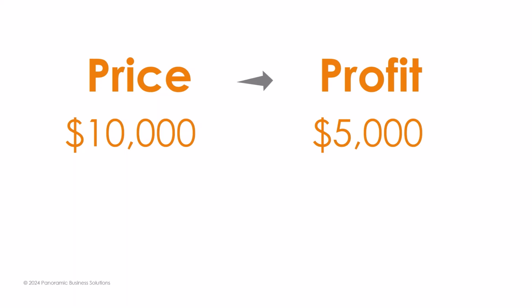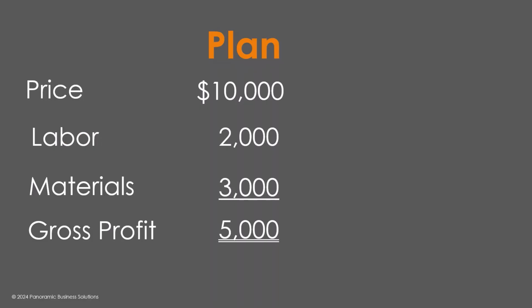So the first question we need to answer is, did the $10,000 price generate the gross profit that we planned? It's important for us to check the systems to confirm that the plan actually turned into reality. To confirm that the project generated gross profit of $5,000, ask your bookkeeper to pull the details of the project and summarize the numbers in this simple format.